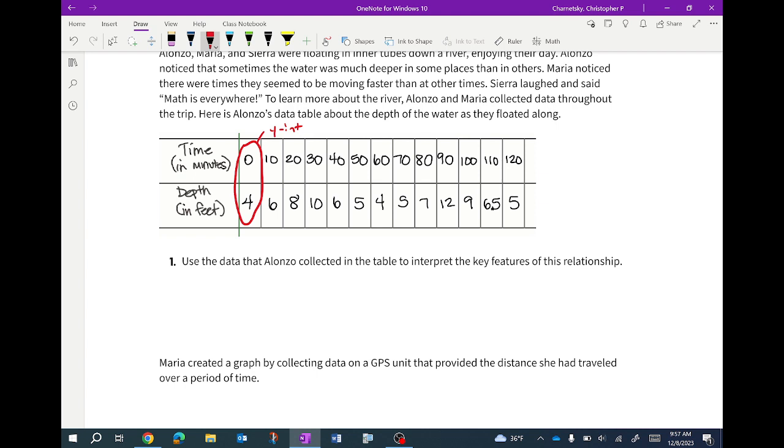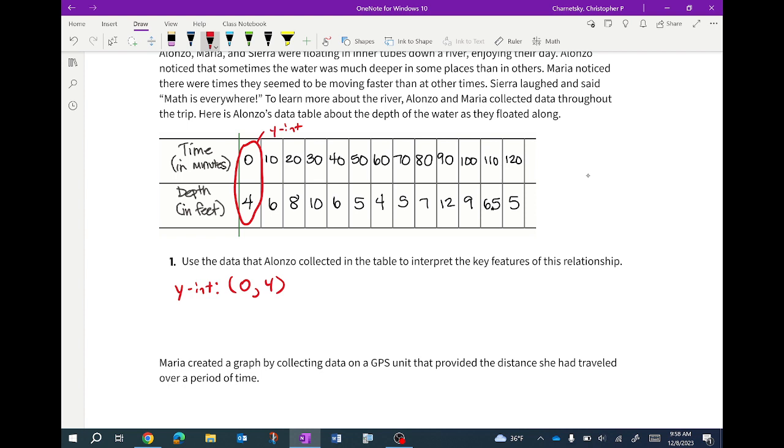Some other key features that I might notice is that as time moves forward, we look at our depth and we see it's going up, and then it goes down. So this graph goes up and down, and then up again and down again. So first I'm going to label this y-intercept. This is at 0 time. We have a depth of 4 feet.